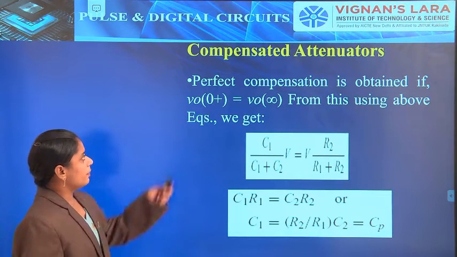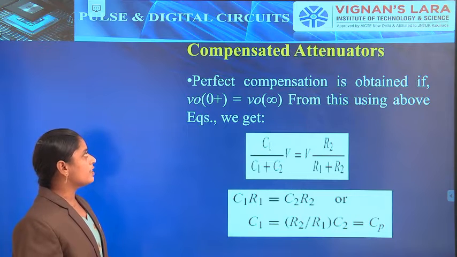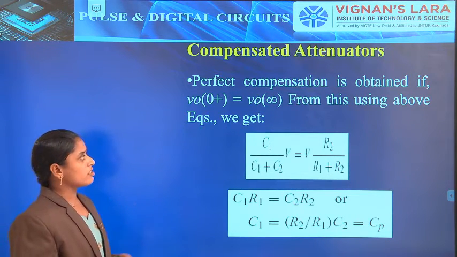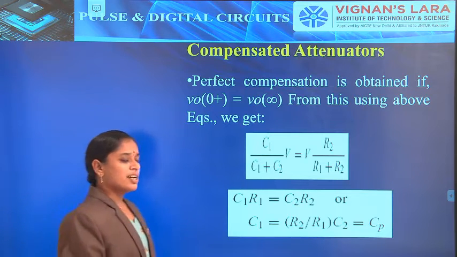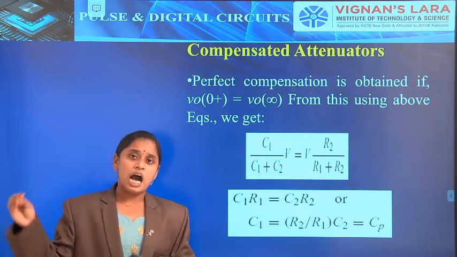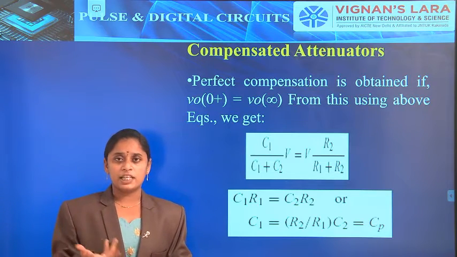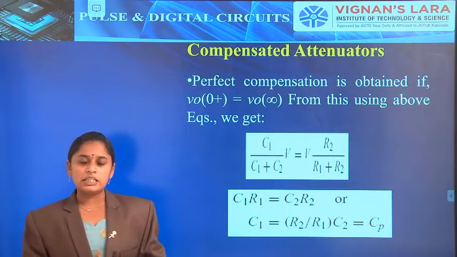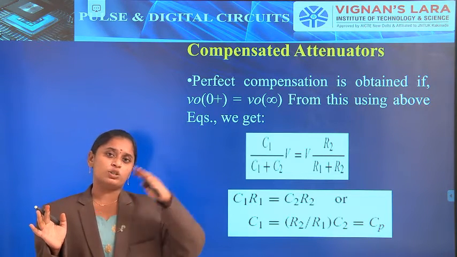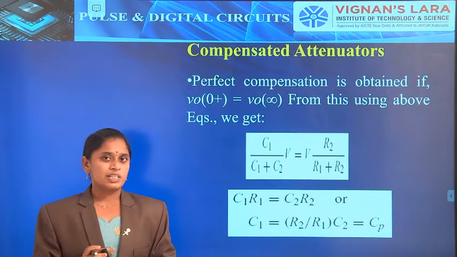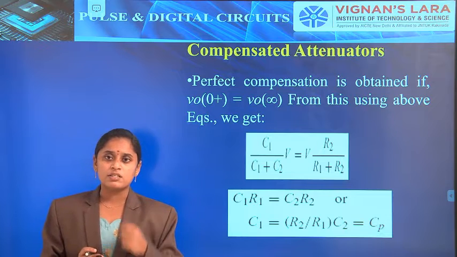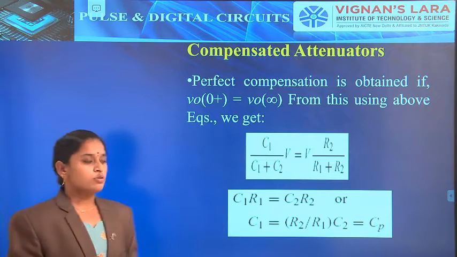So from this, perfect compensation is obtained at V naught of 0 plus and V naught of infinity. So perfect compensation occurs at V naught of 0 plus. V naught of infinity is the final condition, and V naught of 0 minus condition will be treated as the same. So simply we can say that V naught of infinity is the last condition, or V naught of 0 minus condition also. So perfect compensation occurs when V naught of 0 plus is equal to V naught of infinity. Then what happens?